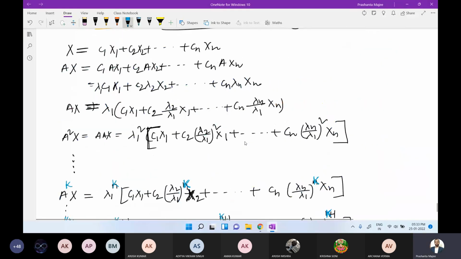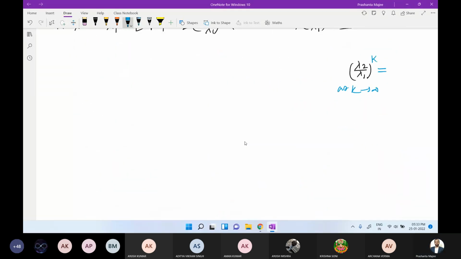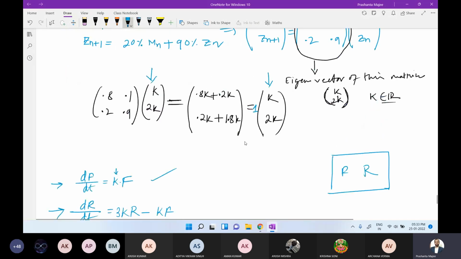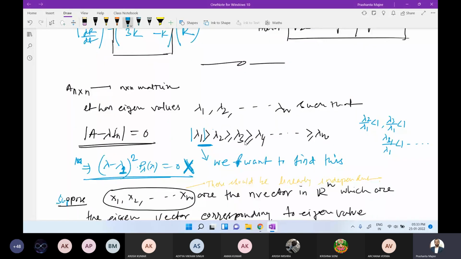So if r is less than 1, I also should use the modulus, otherwise you may get negative values. So I should mention here that these mods are involved. Otherwise you may get a negative value, and that may be a bit difficult to handle. So you have this mod.